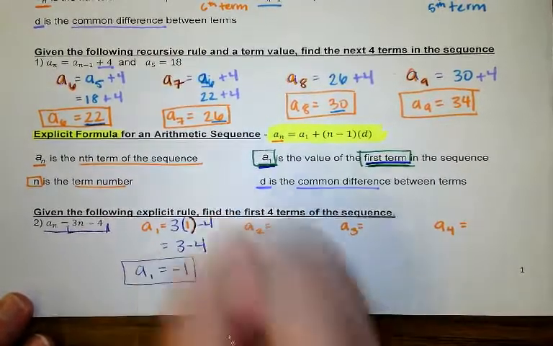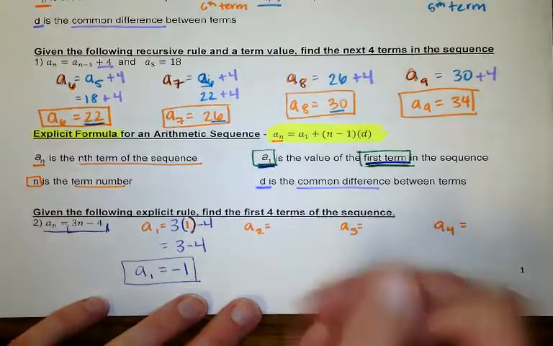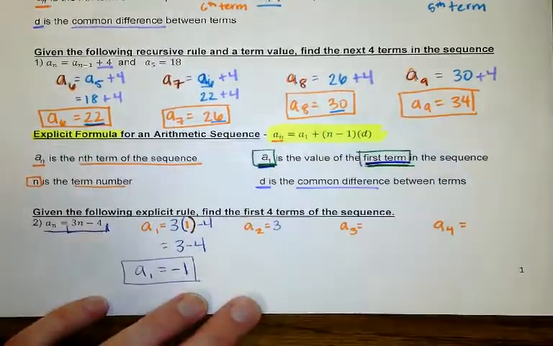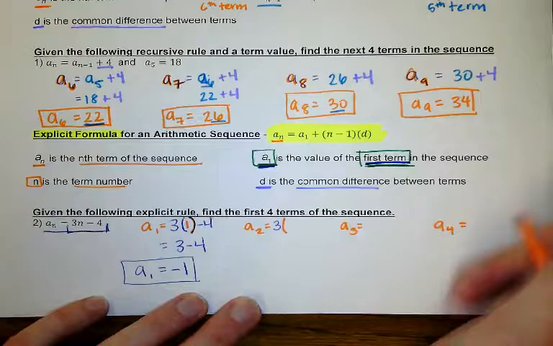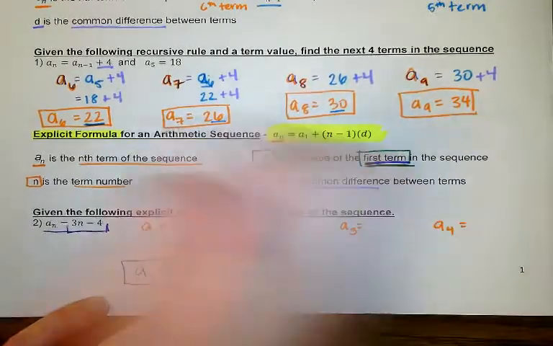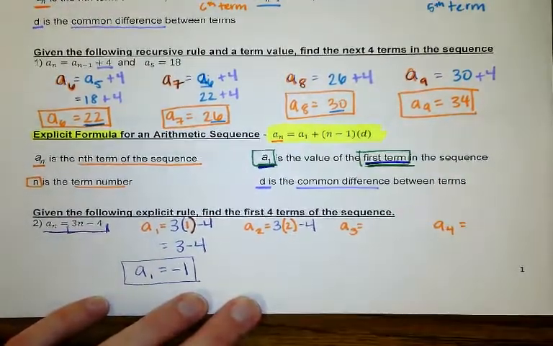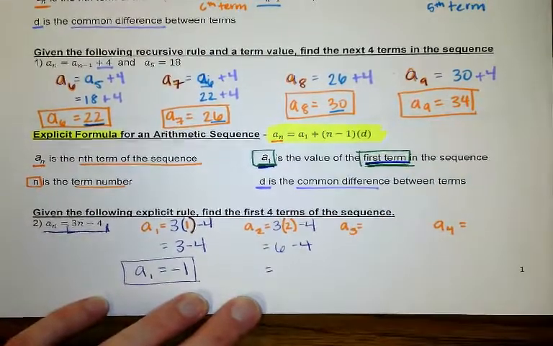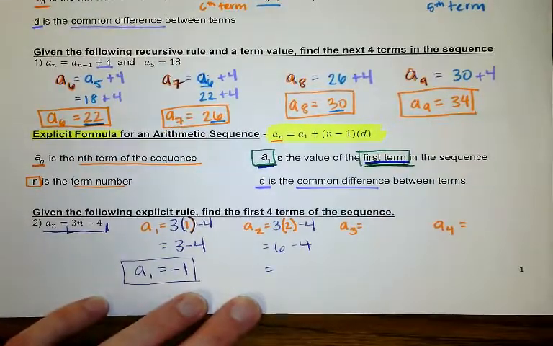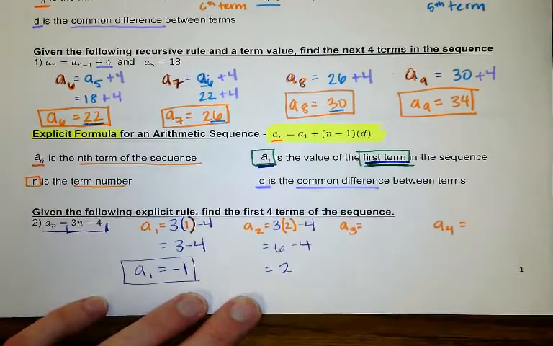Now what do we do for a sub 2 here? Instead of 1, what do we plug in for my n? 2. Yeah. So it just becomes 3 times 2 minus 4. So 3 times 2, so that becomes 6 minus 4. So that is equal to what? Yeah, that is equal to 2. Okay? And then we go here, so that's a sub 2.